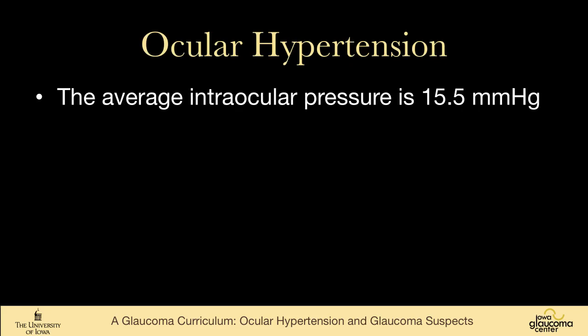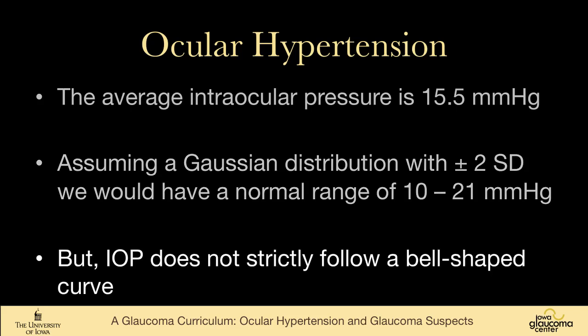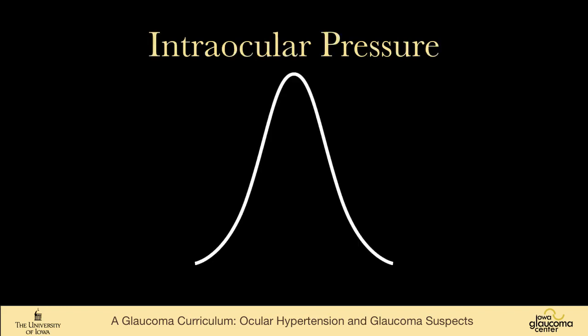The average intraocular pressure is around 16 millimeters of mercury, 15.5. And if one assumes a Gaussian or bell-shaped distribution with plus or minus 2 standard deviations, we would have a normal pressure range of 10 to 21 millimeters of mercury. But intraocular pressure does not strictly follow a bell-shaped curve.